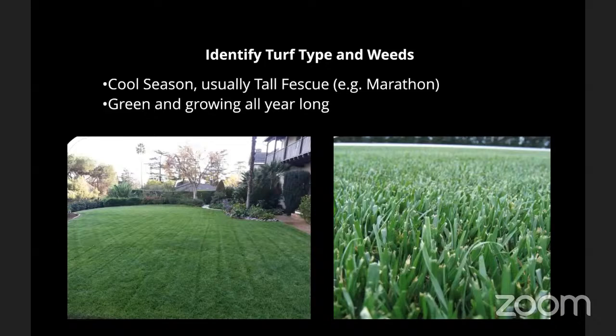But the main thing you need to do is identify your turf type. That's going to fall into one of two main categories. Cool season turf, which in our area is usually tall fescue. For example, Marathon is a common brand, or it might just be plain old tall fescue. You'll know it because it's green and growing all year long, doesn't brown out in the coldest parts of the winter, and it has the darkest green color with pretty wide leaf blades. If you have all tall fescue grass, it's the most common one that's intentionally planted. If you have all tall fescue grass, it's good news.